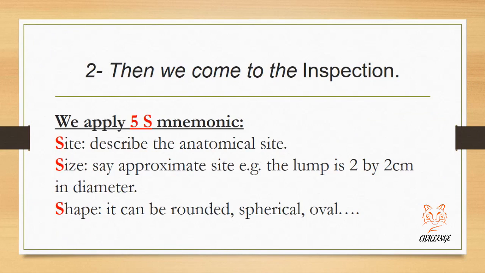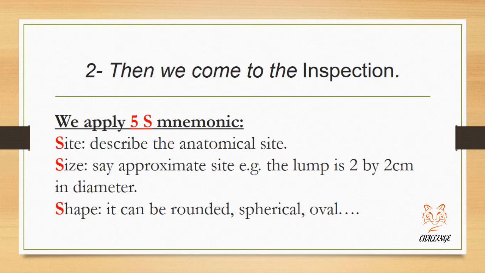The next step, we come to inspection. We do inspection by using 5S mnemonics, in which the first S stands for site of the swelling. You should describe the anatomical site. And the second S stands for size of the swelling. You should say an approximate size. So you can say this lump is about 2 by 2 centimeter in diameter or 2 by 3 centimeter in diameter.